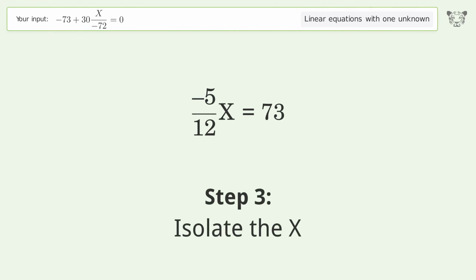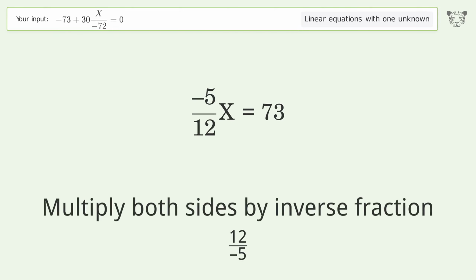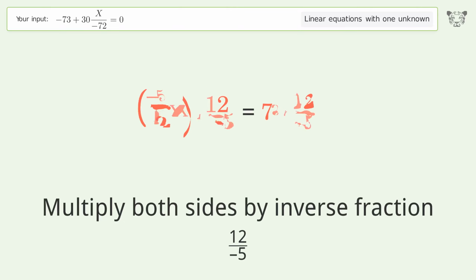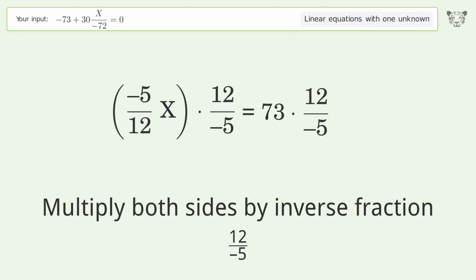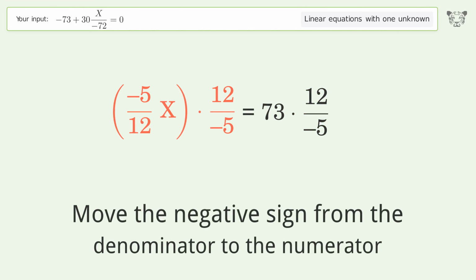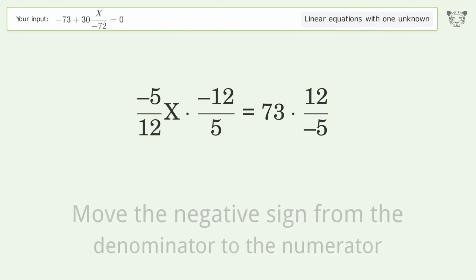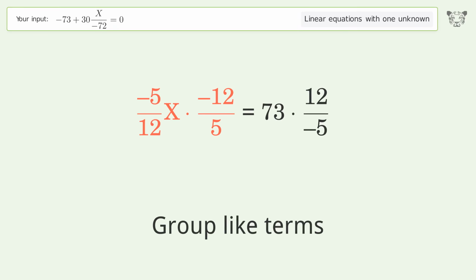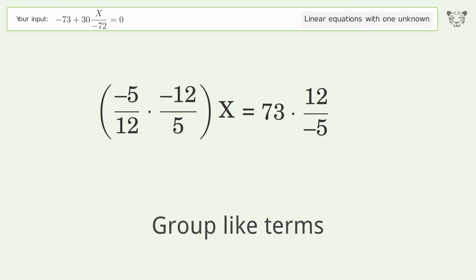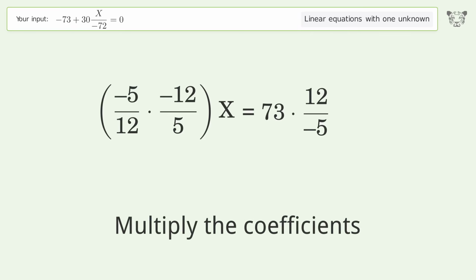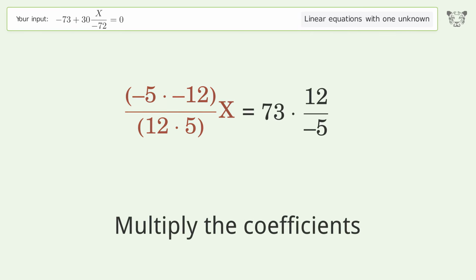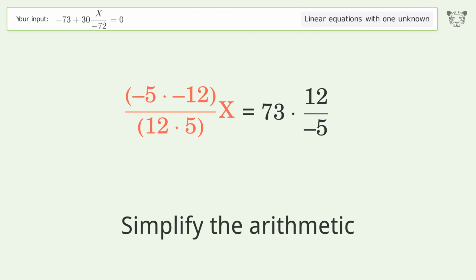Isolate the x. Multiply both sides by inverse fraction 12/-5. Move the negative sign from the denominator to the numerator. Group like terms. Multiply the coefficients. Simplify the arithmetic.